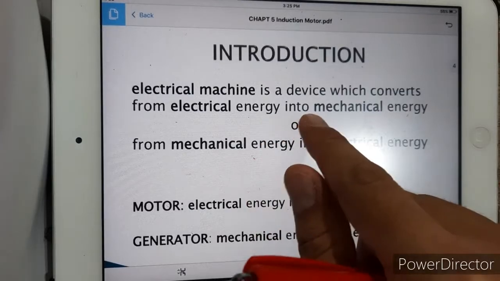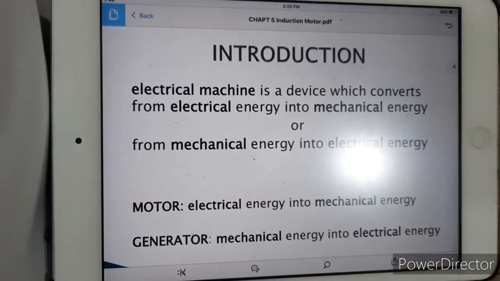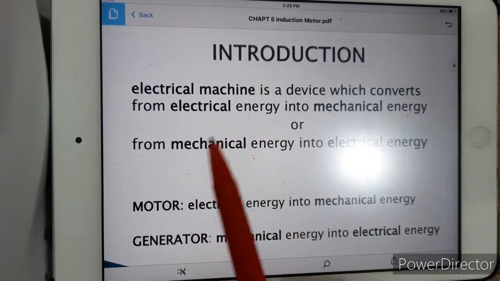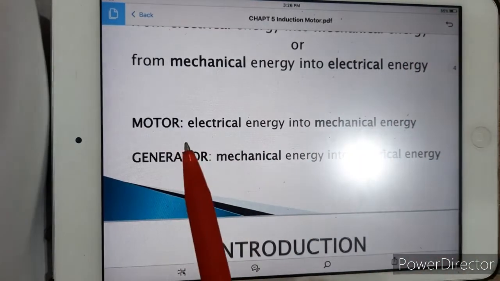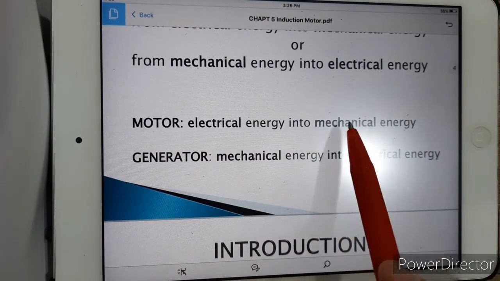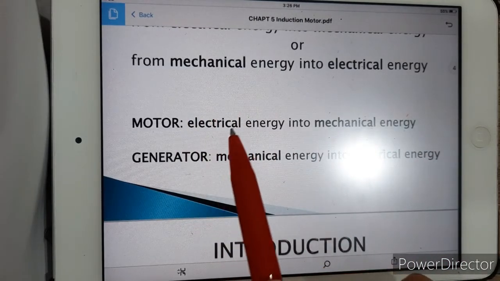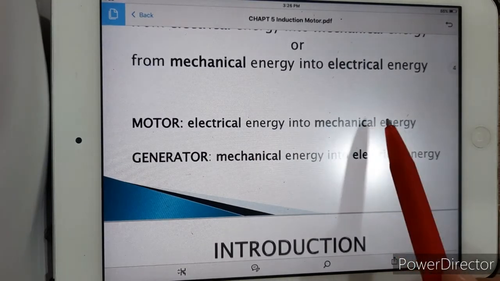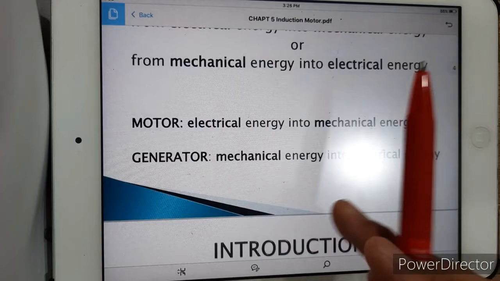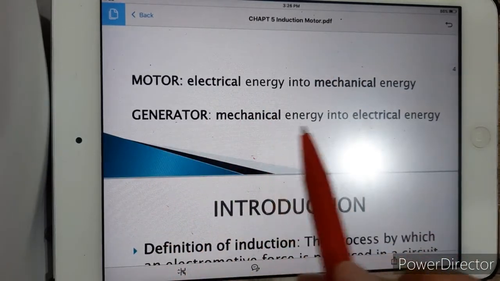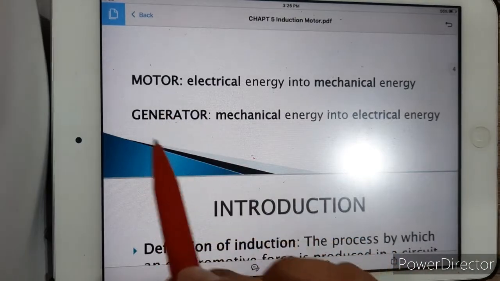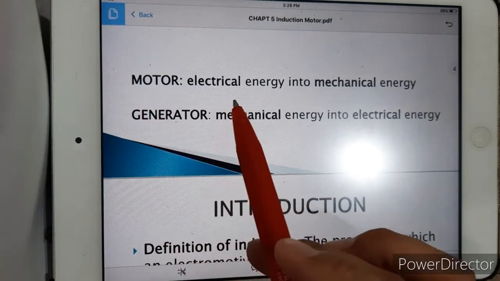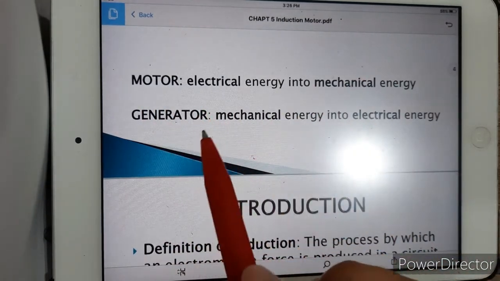So an electrical machine is a device which converts electrical energy into mechanical energy, or mechanical energy into electrical energy. A motor converts electrical energy into mechanical energy, in terms of the shaft, connected to a load. And a generator converts mechanical into electrical energy. Usually the generator is on the source side and the motor is on the load side. We use the motor as a load, and the generator as a generator.